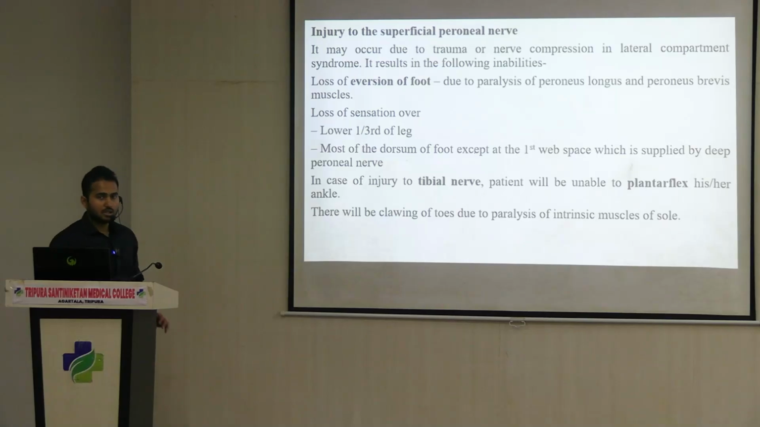Now, if there is any injury to the tibial nerve, which is situated in the posterior compartment, then what will happen? The patient is unable to plantar flex his or her ankle. Along with that, there will be clawing of the toes due to paralysis of intrinsic muscles of the sole. So these are some applied importance related to the tibial nerve.